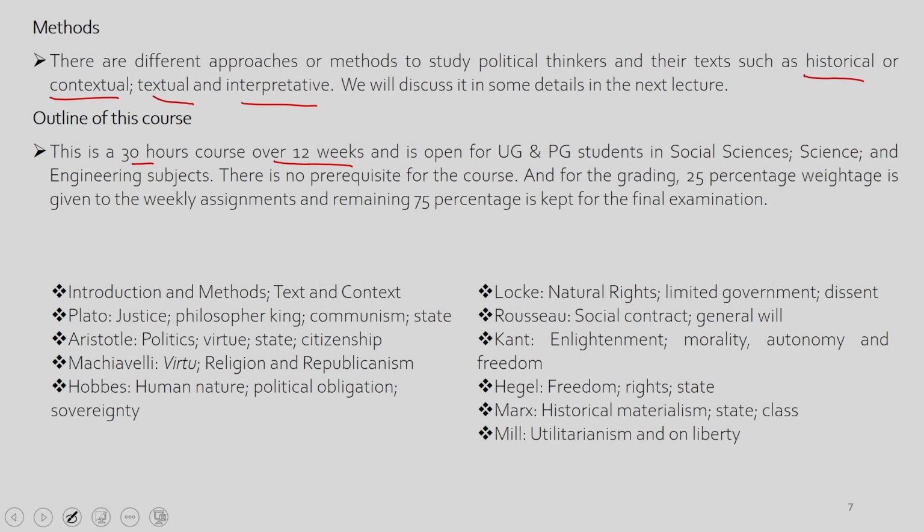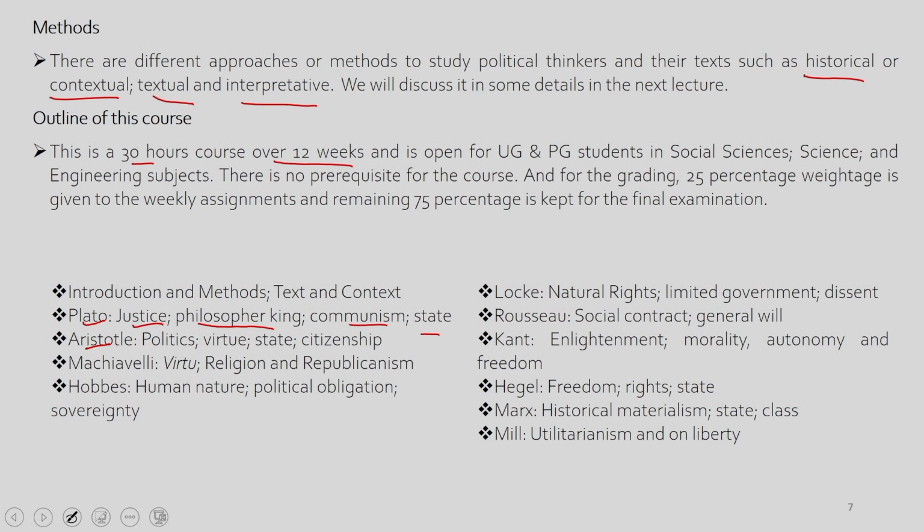Now, if we briefly look at the contents of this course, there will be 2 introductory lectures on the outline. So, we have today the first lecture on the nature of political thought, significance, and methods. We will have one more lecture specifically on understanding the methods and approaches to the study of political thought, and then we will move on to the political thinkers and the key themes from those thinkers. So, from Plato we will study the idea of justice, philosopher king, communism and state.